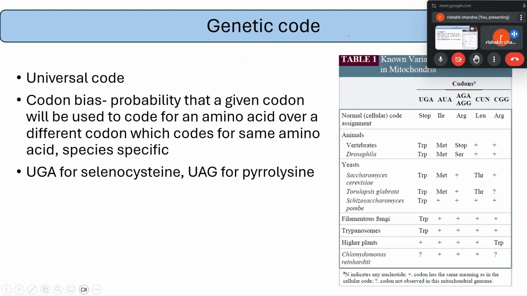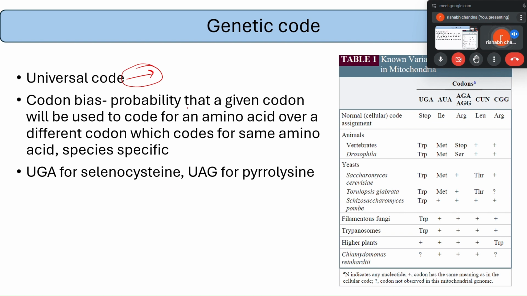Moving on to the other properties, it is a universal codon. That means it is applicable to all the species. Although there are some differences, as we'll see in a couple of minutes, the actual nature is being universal among various species. Then we have codon bias.